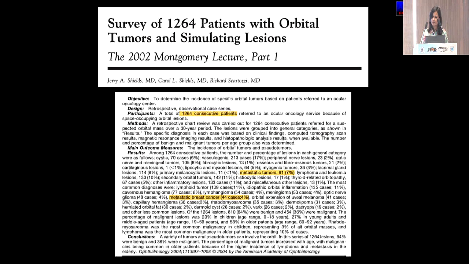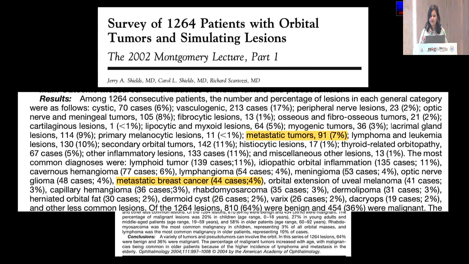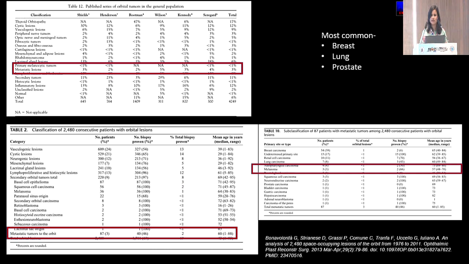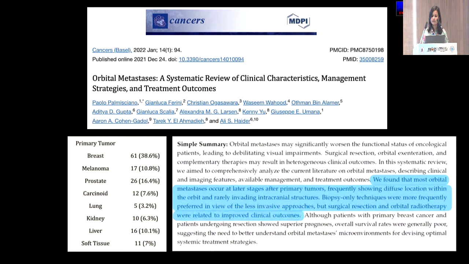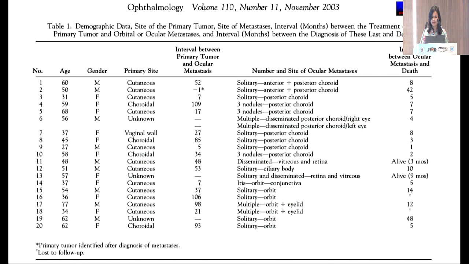When we see the survey of orbital tumors done by the Shields group and other published studies, we know that orbital METs are around 3 to 7% of the lesions that we deal with. Melanomas have been documented, but the most common sites of metastasis that we think about are breast, lung, or prostate. This is one of the recent papers which deals with the survey of orbital METs, which is a good paper that we can read.